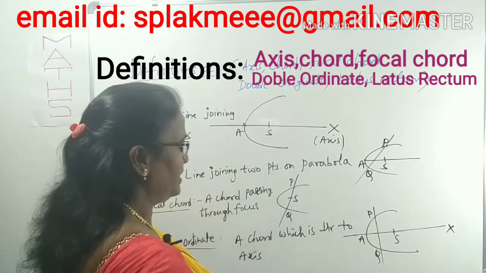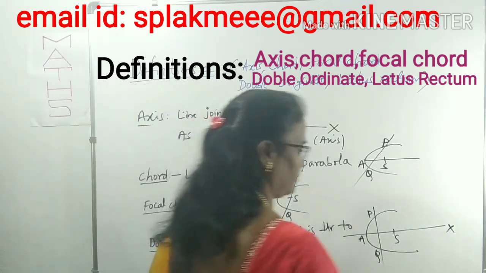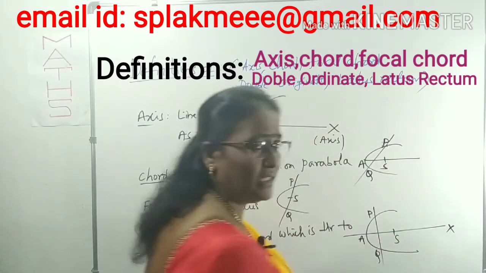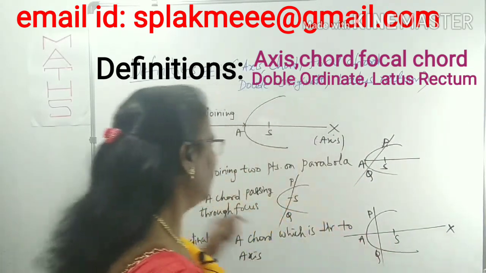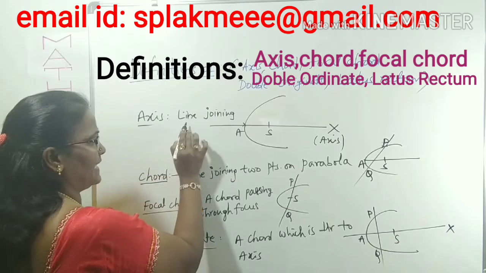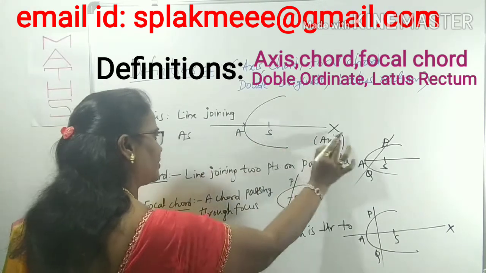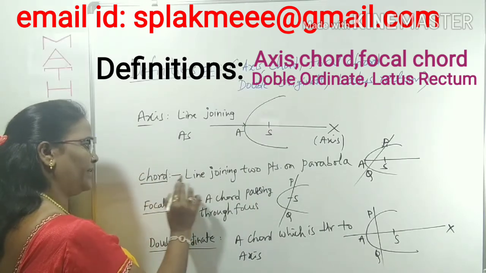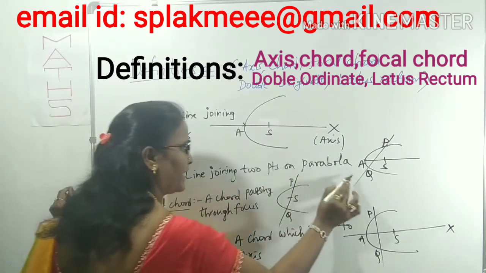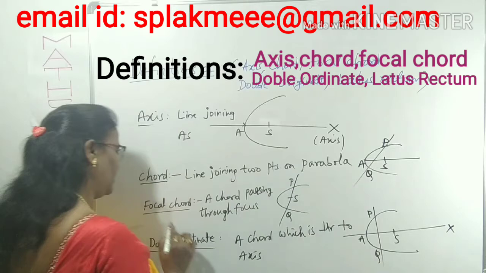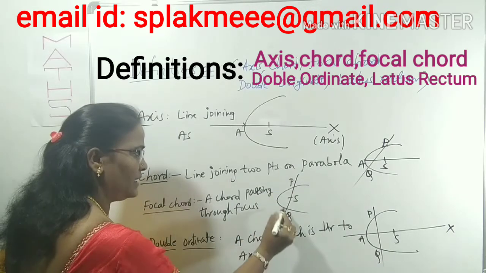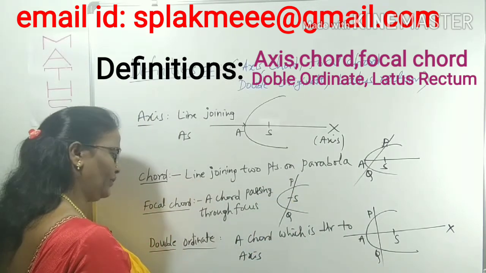Next, the last and final one, which is a very important one. First of all, these points should be clear. A line joining the vertex and focus is called the axis. What is a chord? A line joining two points on the parabola, like this, is called a chord. What is a focal chord? A chord passing through the focus is called a focal chord.